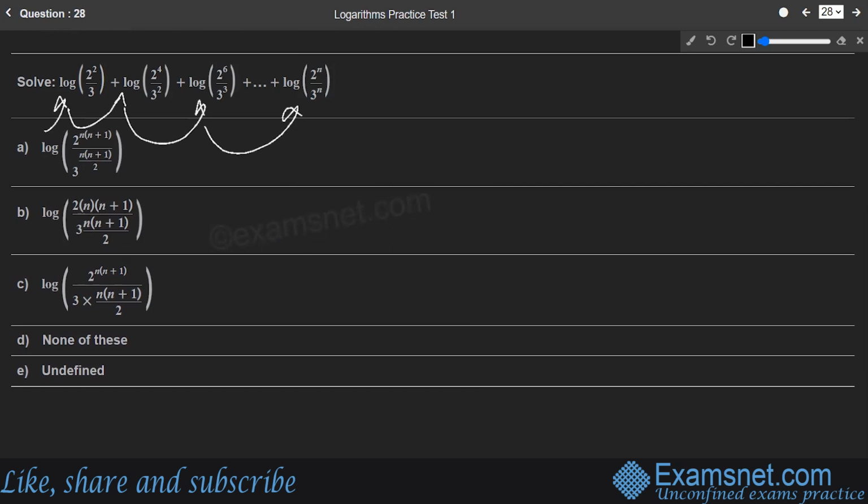So if we do it like this, we have a clear property that log m plus log n is always equal to log mn.